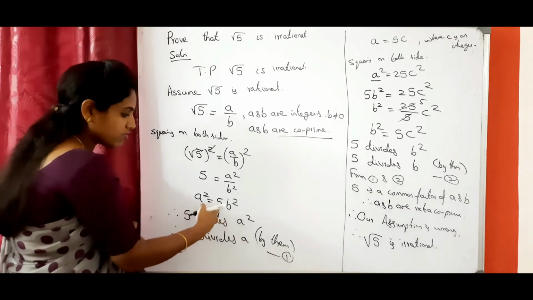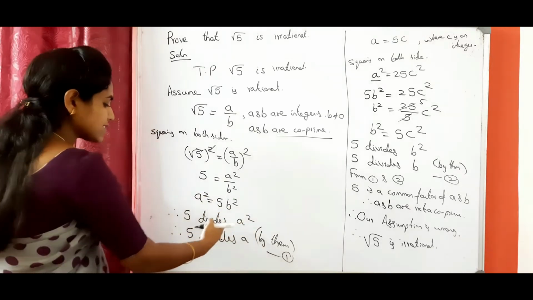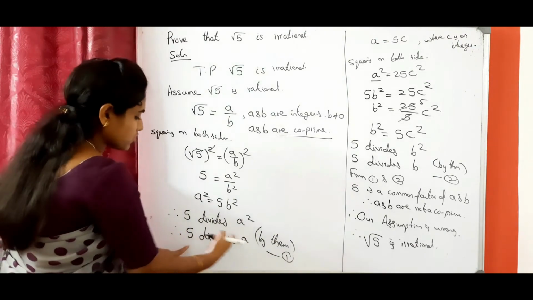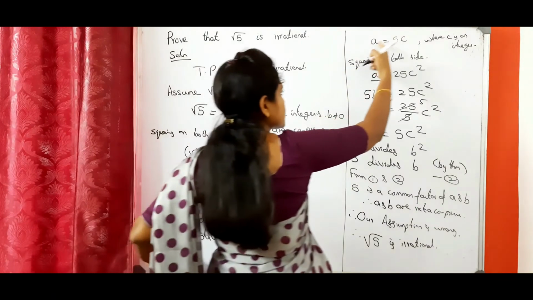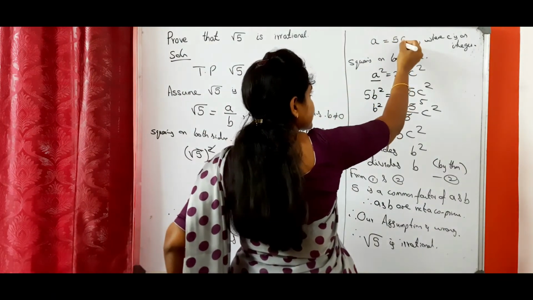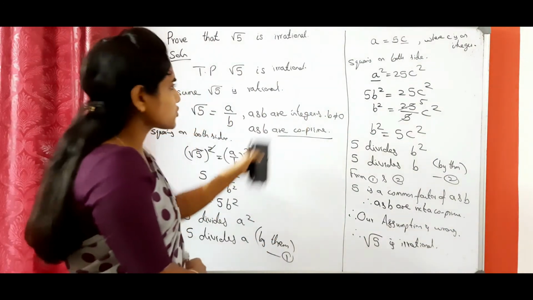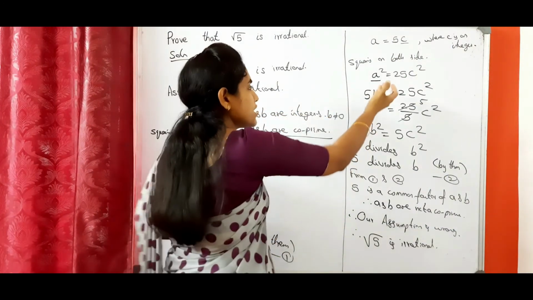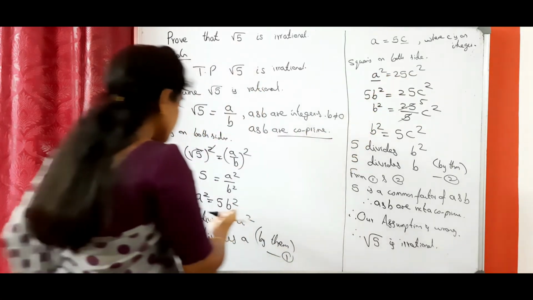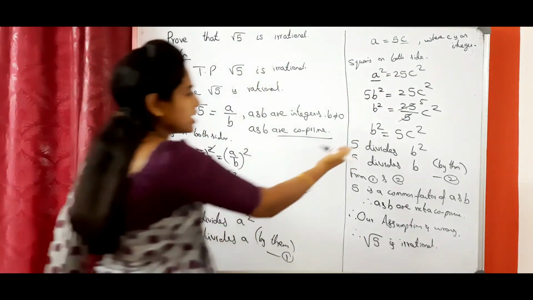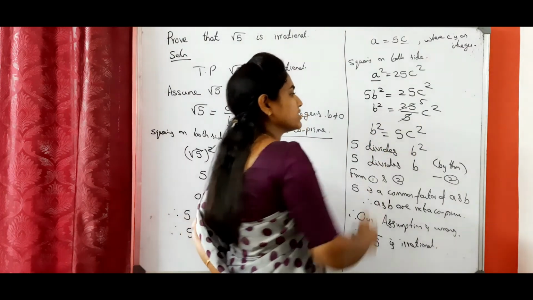That means 5 divides A square. So using the theorem, we can say 5 divides A also. 5 divides A means we can write A equal to 5 into any integer. That integer I am taking as C. Next, same procedure, squaring on both sides: A square equals 25C square. Here we need to apply A square equal to 5B square. If you apply and cancel, we get B square equal to 5C square.